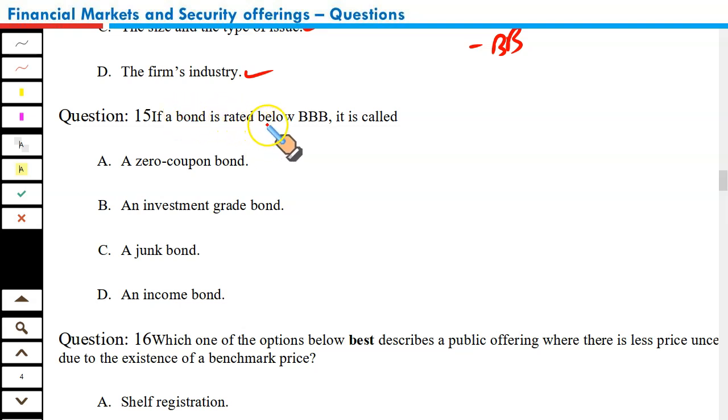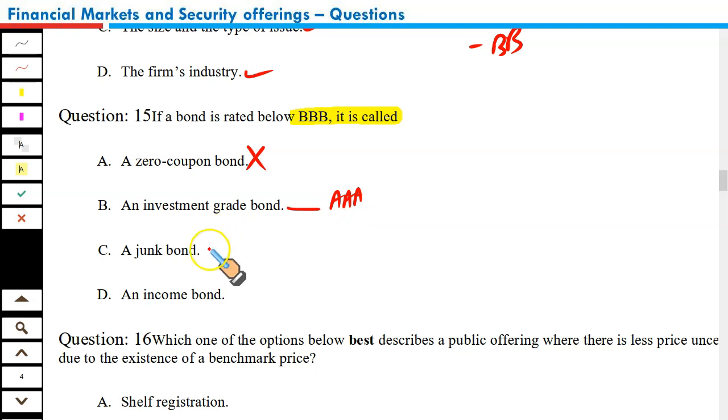If a firm is rated below BBB, that's alarming. Below BBB means it is more likely to default. Now most of you will jump for a zero coupon bond. A zero coupon bond means it pays no interest, but when it will mature, it will pay you enough. So having a zero coupon bond doesn't mean it is rated below. No, not at all. So don't go for that. An investment grade bond normally has rating of above BBB or sometimes AAA.